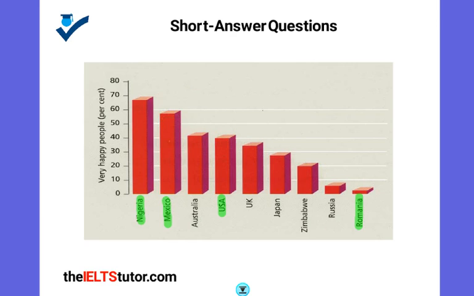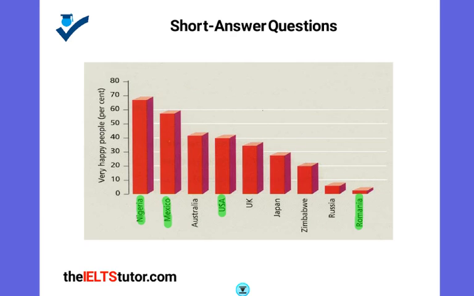Now, if you are going to compare figures, you can say that the chart shows a figure of about 60% for Mexico and about 40% for the USA.